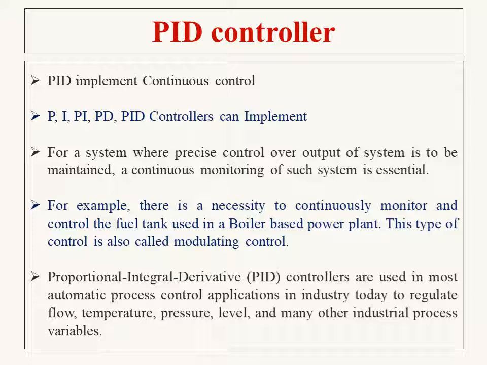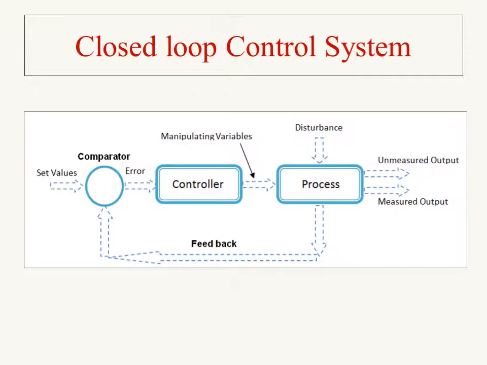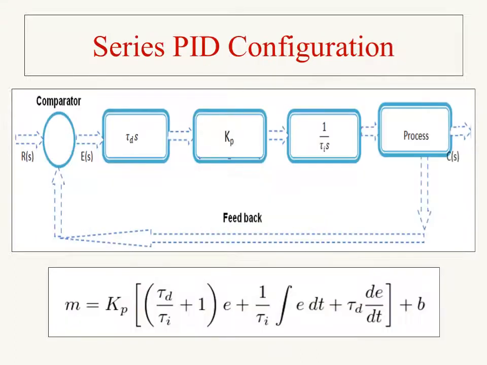Now the next point is, proportional integral derivative controllers are used in most automatic process control applications in industry today to regulate flow, temperature, pressure, level and many other industrial processes. In the figure we are seeing a controller, so instead of controller we can represent it as a PID controller. It may be a P type, a D type and an I type. So it is a P, I and D type of controller. It is a closed loop controller, we are having a feedback.